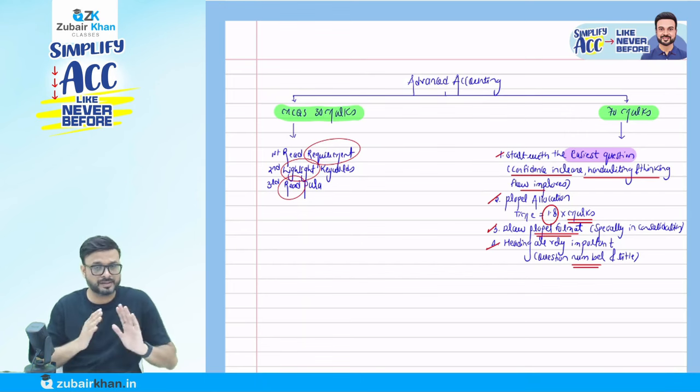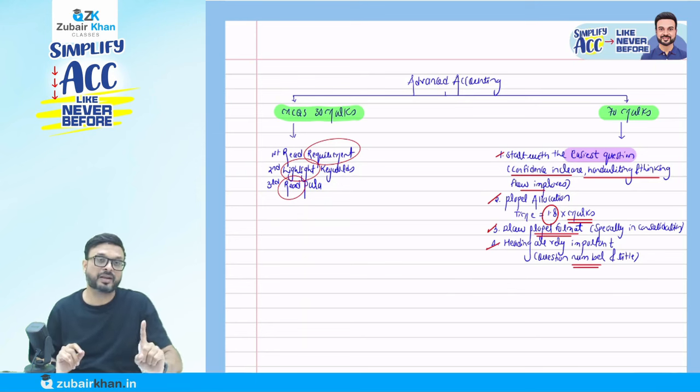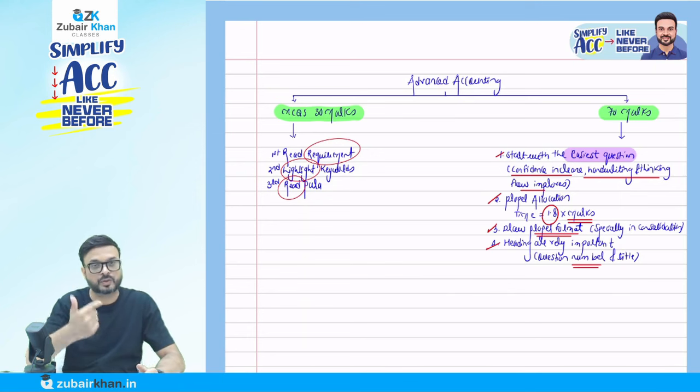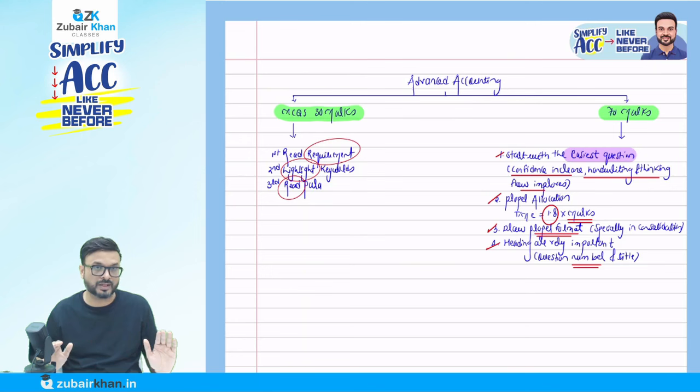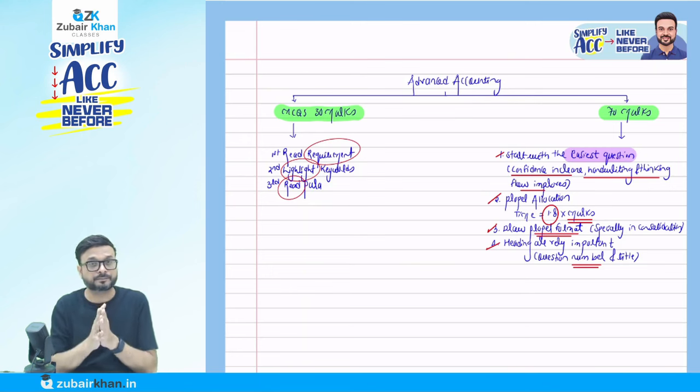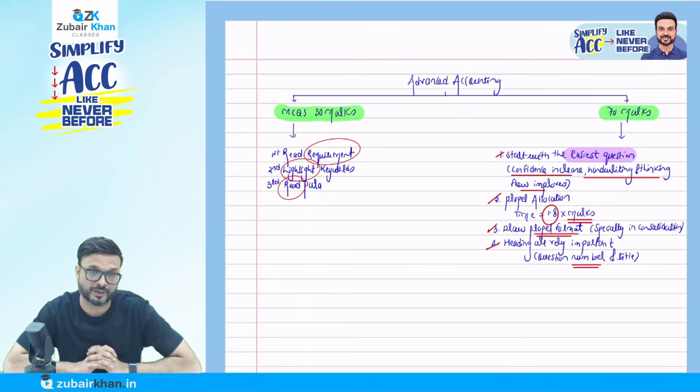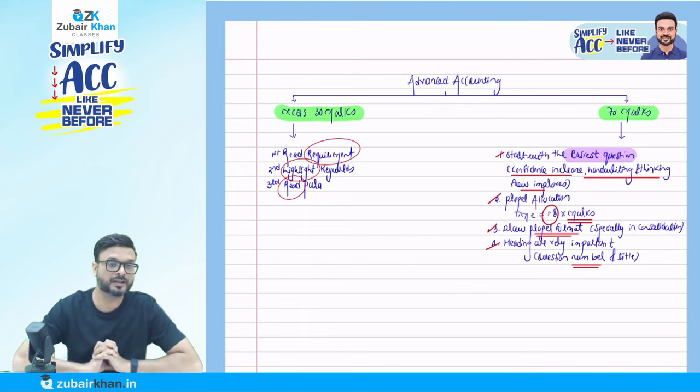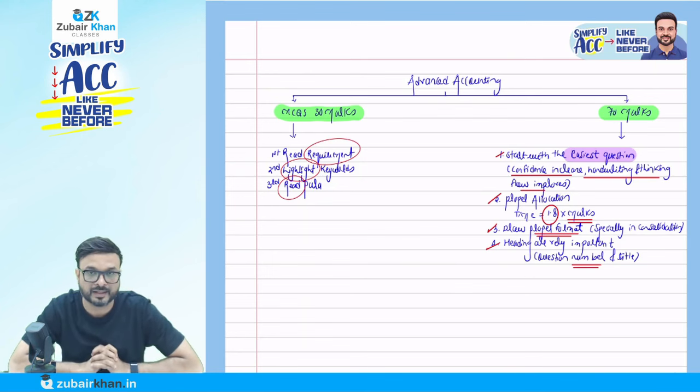And once the paper is done, never ever discuss the paper with anyone. Just start focusing on your next paper. Don't discuss it with anyone, okay? Now, this should be your strategy for the advanced accounting paper. And once again, all the best for your examination. Don't get nervous.